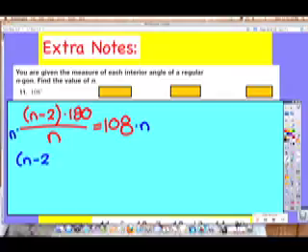You okay with that logic? Now what you need to do is get the 180 inside the parentheses. Do you know the math word for putting 180 inside the parentheses? Perfect, let's distribute that 180. So we've got to times it by everything inside. So that will leave us with 180n minus 360 equals 108n.